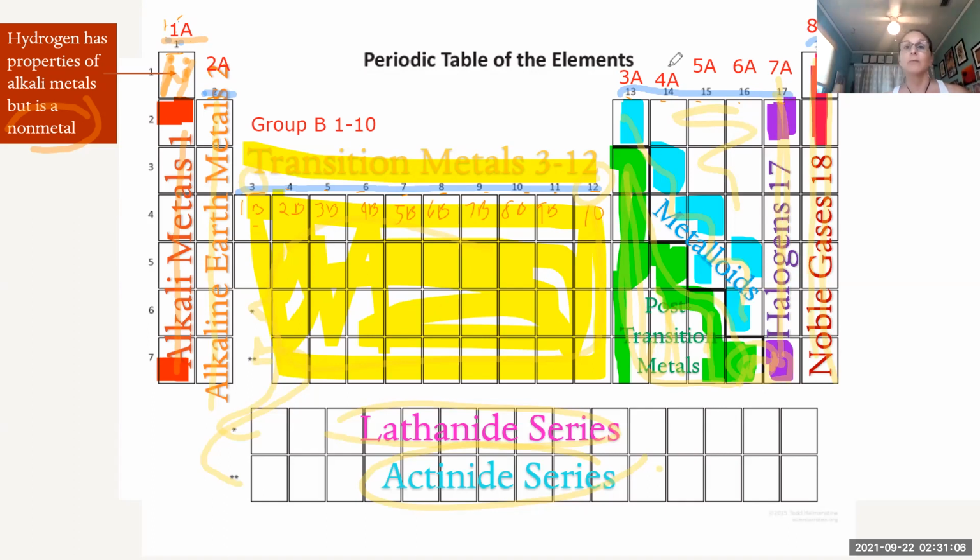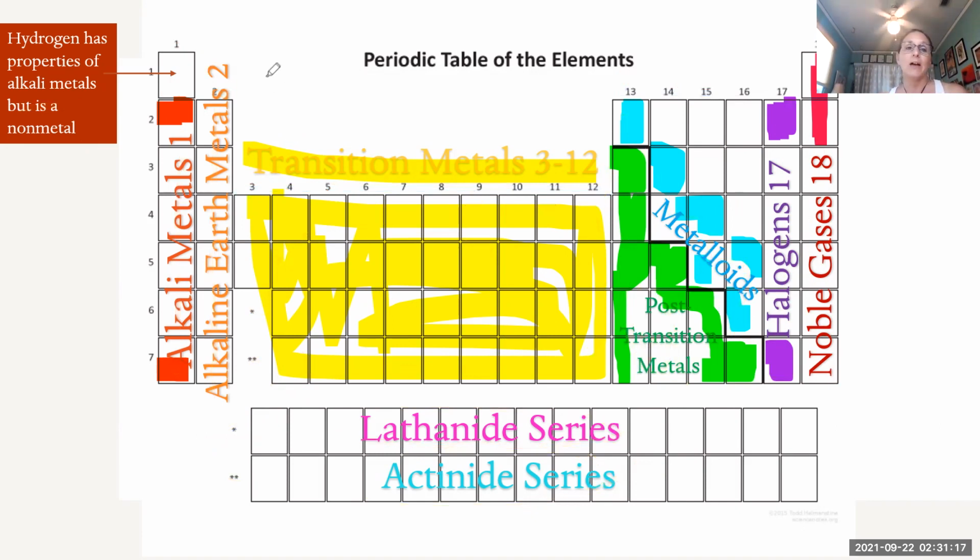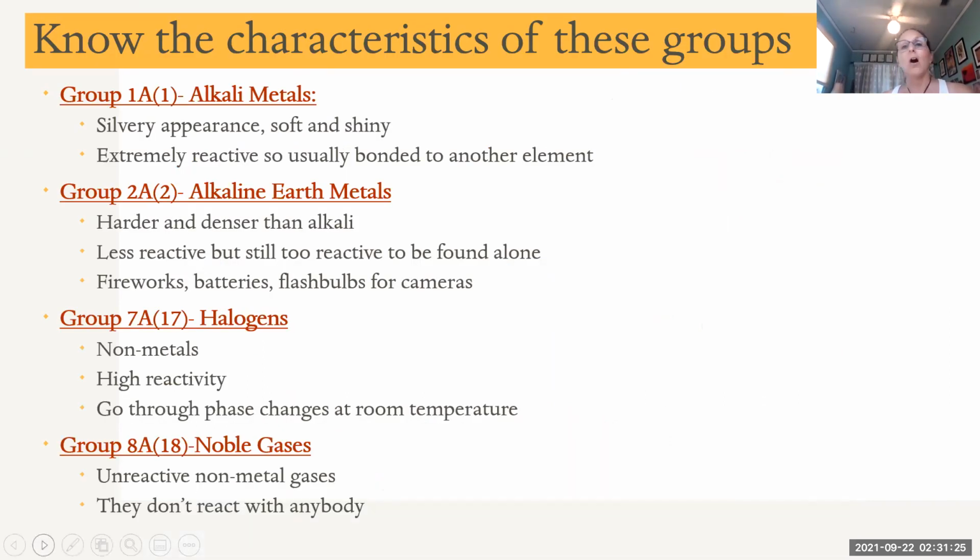You have to bear with me because I'm really used to using the 1A and 1B system. Okay, so this is how the periodic table is organized. This might be helpful for you to have. You might want to print it out so you know where everything is located, okay? Now, you are going to have questions asked on your exams about the characteristics of them.